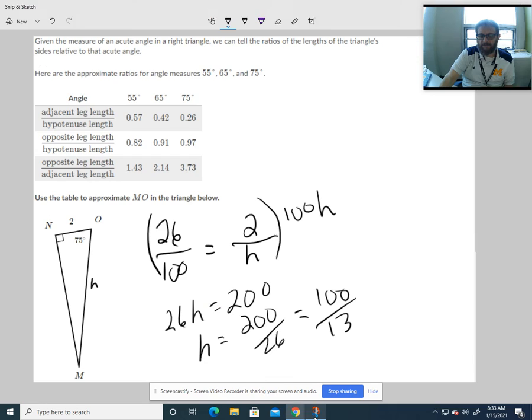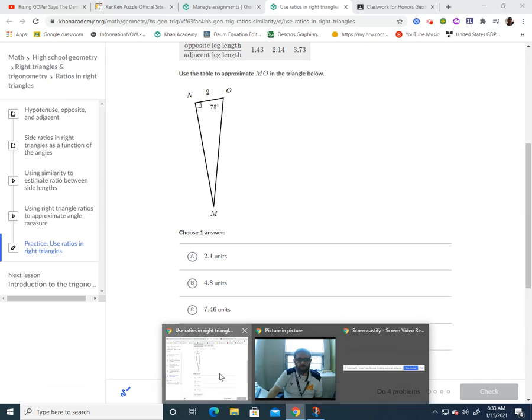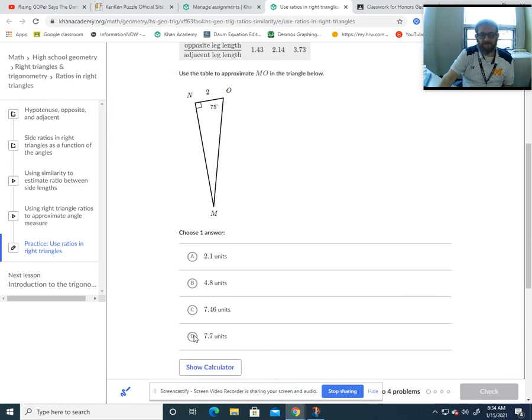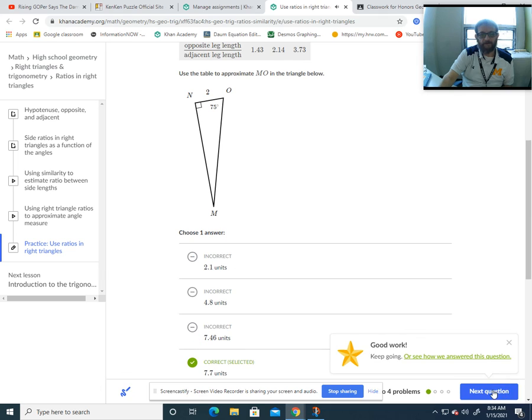So we're probably going to have to type that in a calculator. So I'm going to whip out my handy dandy calculator. And I'm going to take 100 divided by 13, and I get 7.69. So if I go back over here, 7.69 certainly seems like my answer is going to be D. Okie dokie.